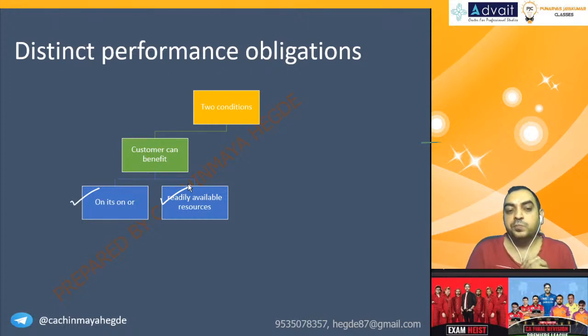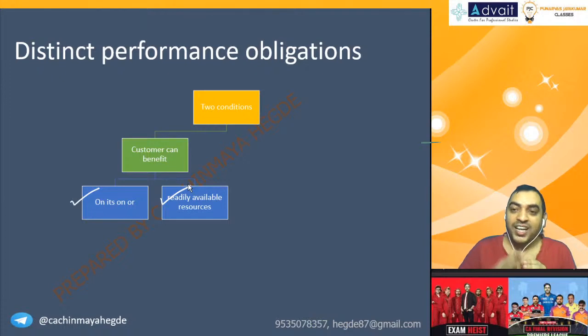For example, newspaper. Today you get the newspaper, today only you got the benefit. You don't require, oh, I should read the newspaper every day, otherwise today's newspaper is waste. Nothing like that. So the customer can make use of the product on its own without any dependence, therefore it is distinct. Compare with other things.